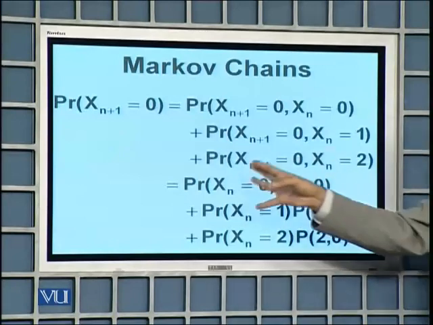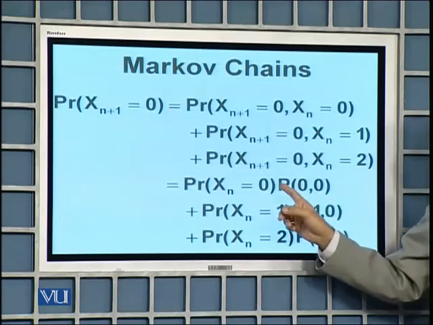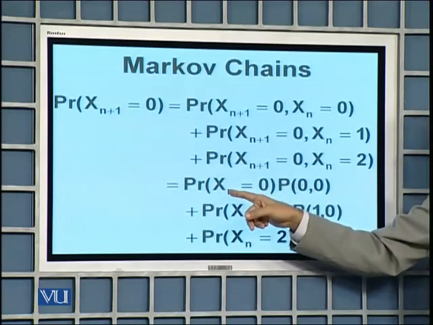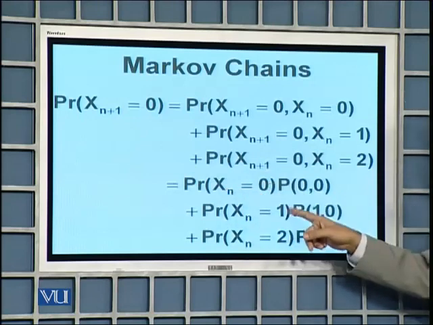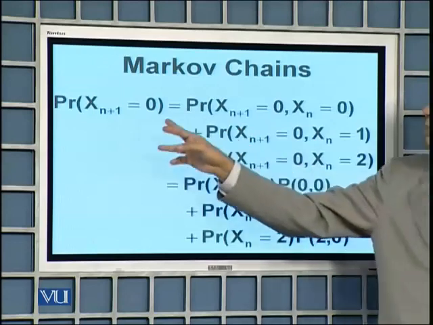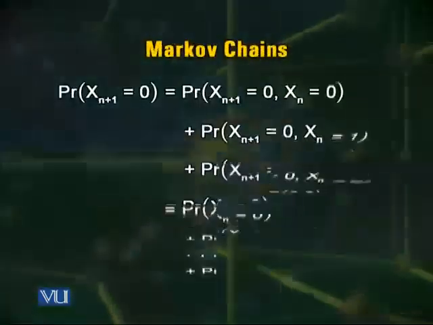So here we have 3 parts and we cannot simplify it any further, but it is clear that if you know the probabilities of the previous random variable being in state 0, state 1 or state 2, and the 3 associated transition probabilities, you can certainly find the probability of the next random variable being in the state of interest.